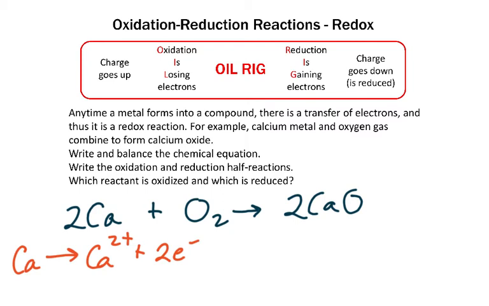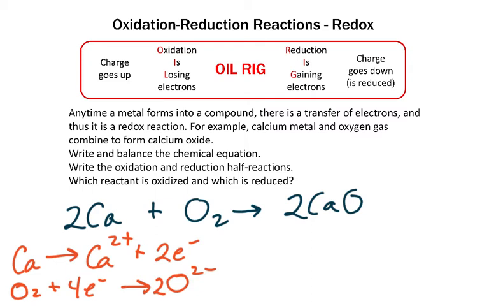Technically there would be 2, 2, and 4 because there's 2 and 2 here, but we can reduce it to this. Then our other half reaction would be O2, and it's going to form O with a -2 charge, and there's 2 of those. So 4 electrons here.